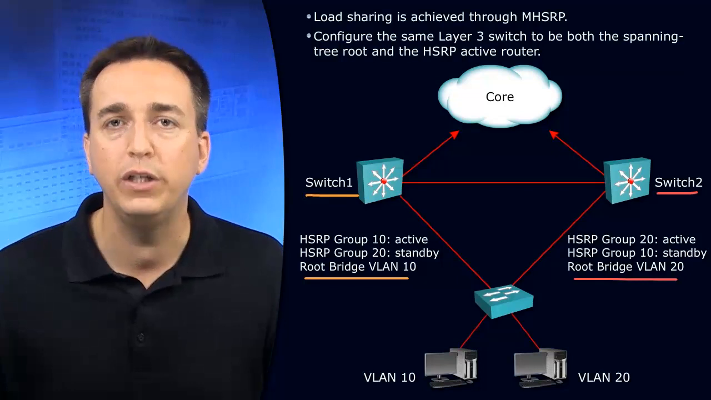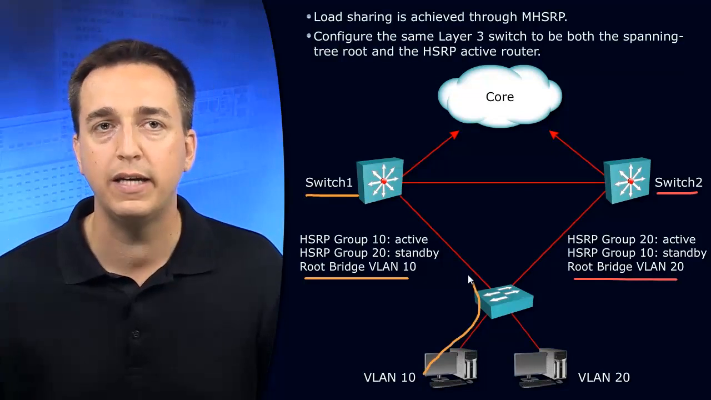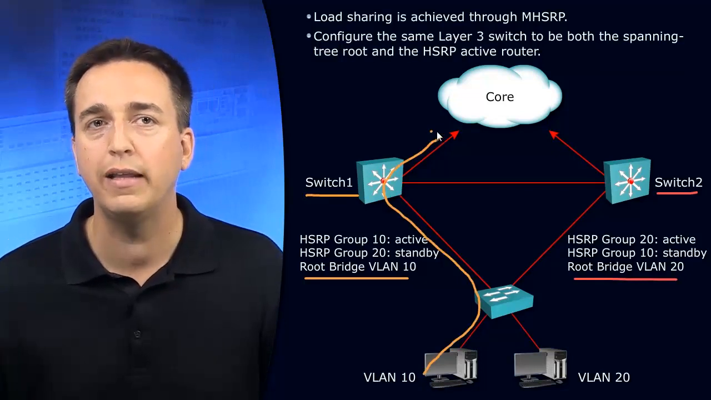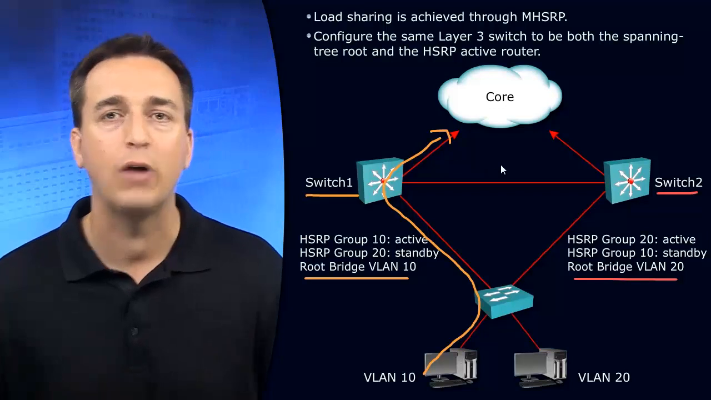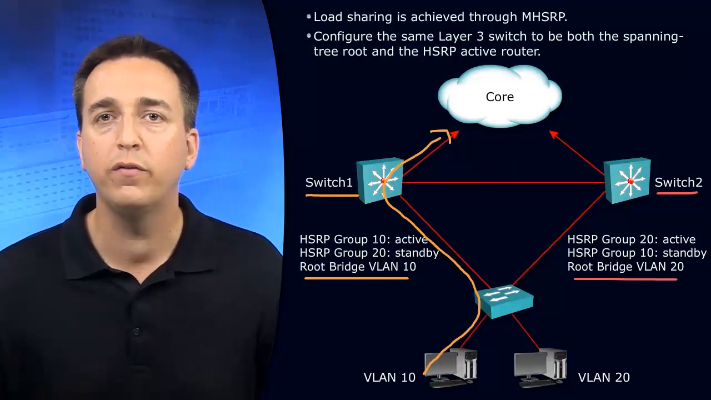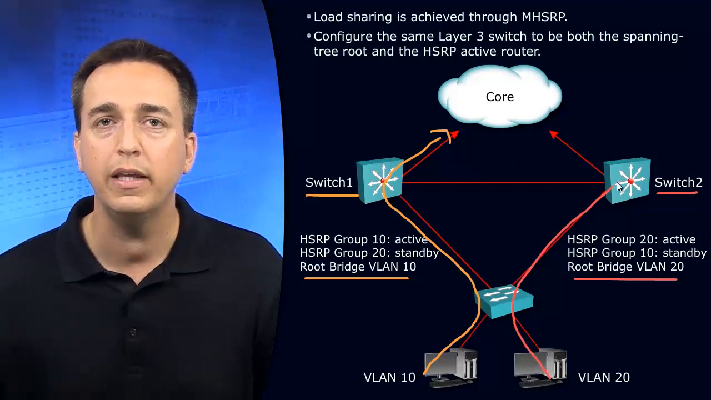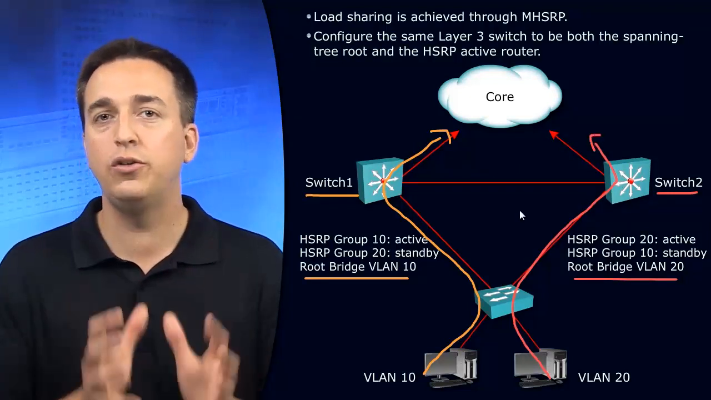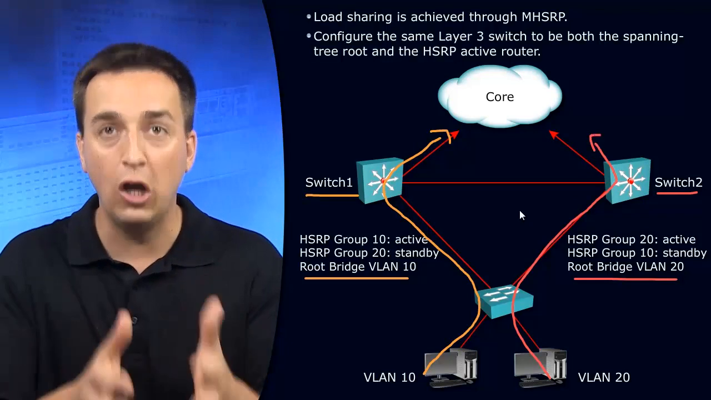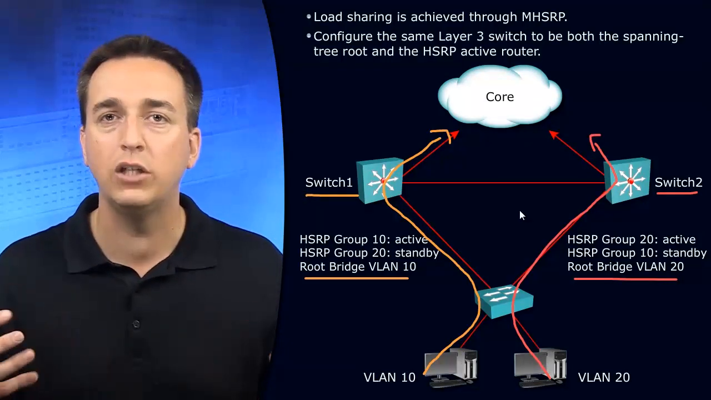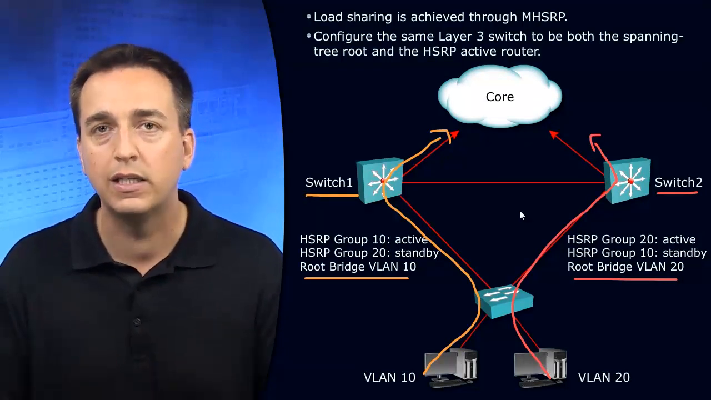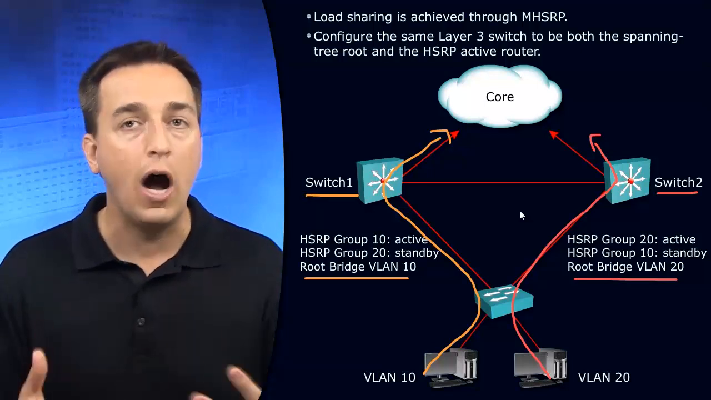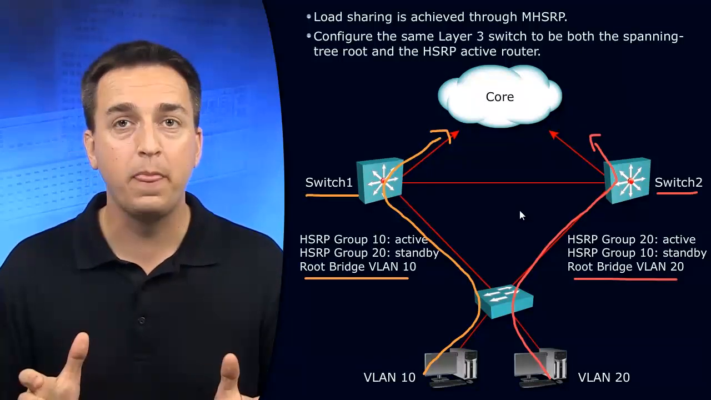So the spanning tree topology that is built for VLAN 10 would probably look like this, providing optimal traffic flow. And then for VLAN 20, it would look like this, providing optimal traffic flow as well. In addition to that, we are providing load sharing. We are utilizing all the potential links in the topology that can optimize our traffic flow.